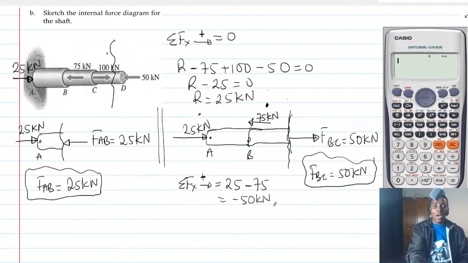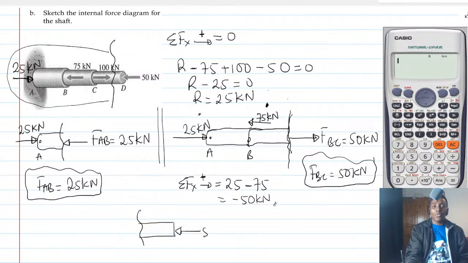I don't need to get the large portion here. I can use just that small portion. So if I cut through, and then I have this. You see that the force 50 kilonewton is acting here. Therefore I just need this force here. Right? Therefore FCD without doubt must be what? 50 kilonewtons. That's all.